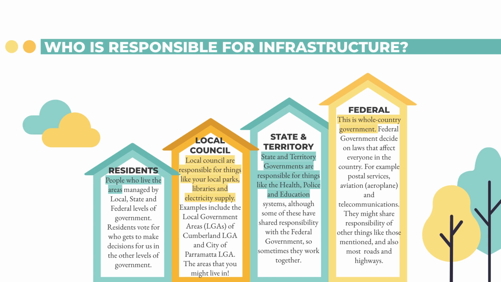And then federal, as we said, is whole country government. The federal government decides on laws that affect everyone, and they're in charge of infrastructure like postal services, aviation and telecommunications. They might share responsibility of other things like those that I mentioned, but also most roads and highways are managed by a couple of levels of government.